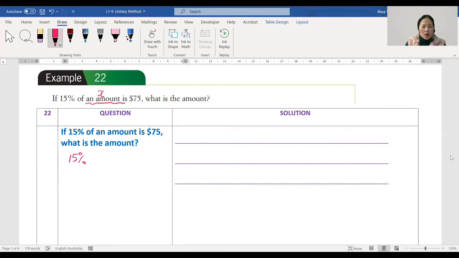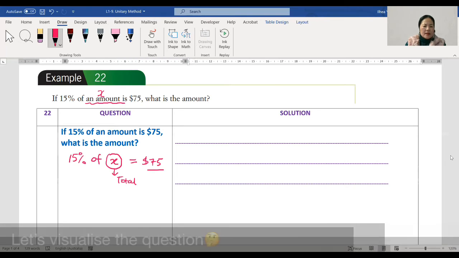15% of an amount is $75. Now, I'll just translate that into a mathematical sentence here. An amount, X, is the total amount. So that's the total, so we're expecting more than 75 for the X when we find it.